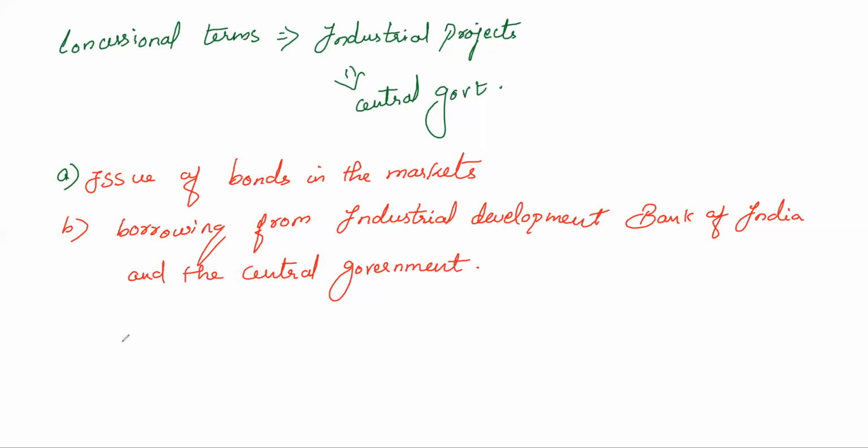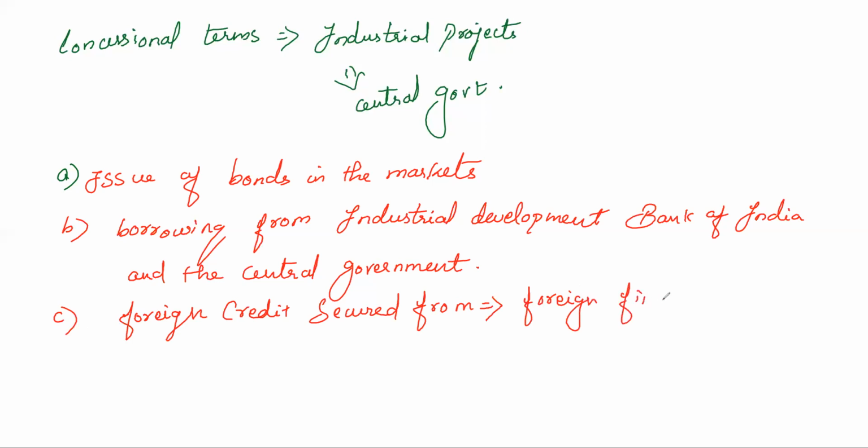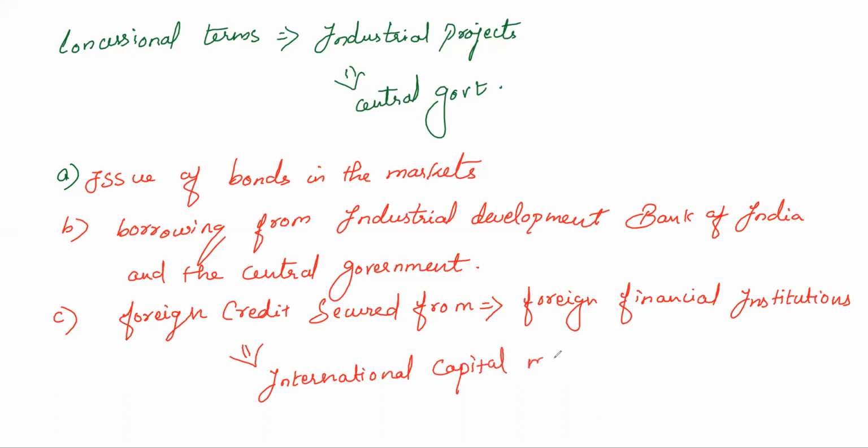Okay, that's all. So next one is foreign credit secured from foreign financial institutions and borrowing in the international capital markets. Okay, so international capital markets.